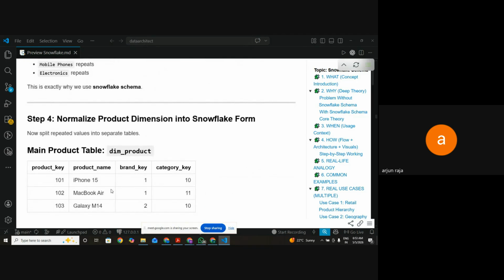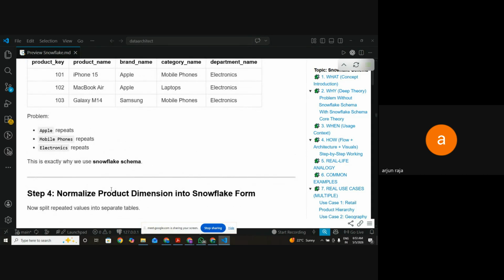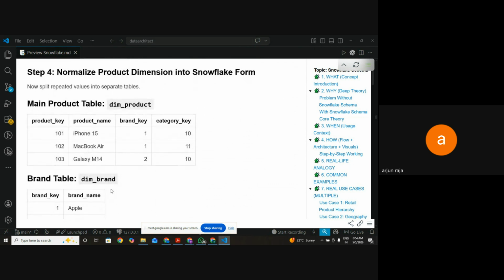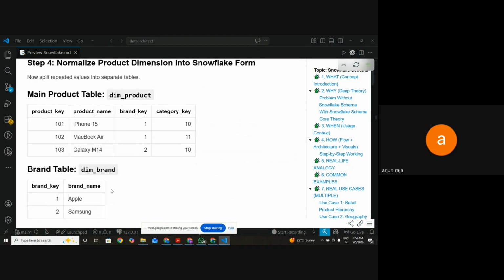So this is exactly why we use the Snowflake schema. Normalize the dimensions into snowflakes. Now split repeated values into separate tables. The brand Apple was repeated in the product table, so that is why we are splitting that into a brand dimension. And we are splitting the product into a product dimension, so all product related information is stored here: product key, product name, brand, and then category.